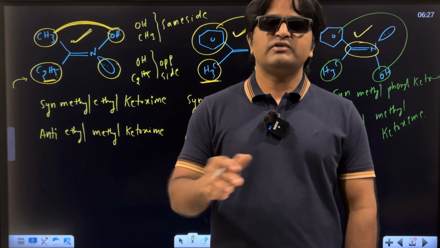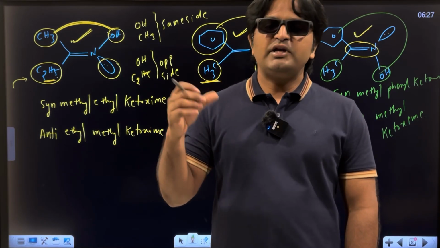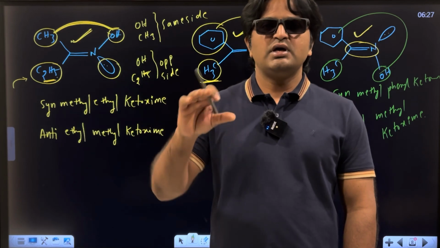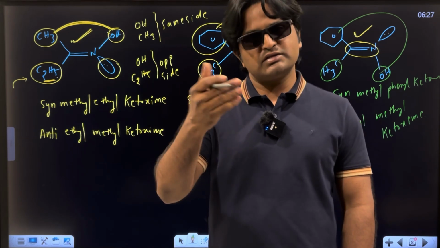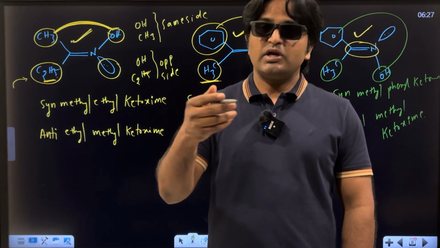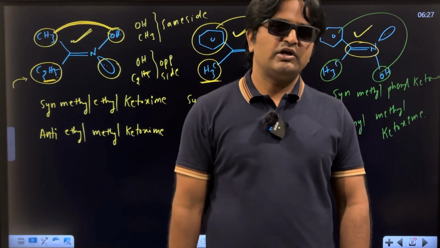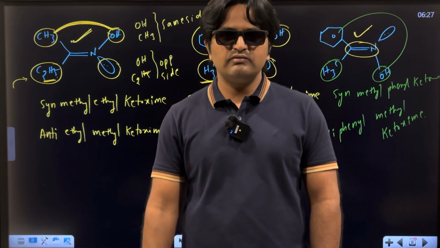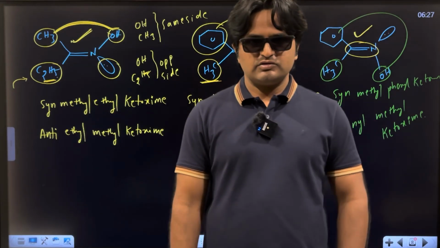In the next class, clearly we will discuss about geometrical isomerism in cyclic compounds like cycloalkanes, next cycloalkenes, allenes, biphenyls, spiro compounds, and one of the famous molecule, that is decalin molecule. Then after that we will go for calculation of geometrical isomers. Okay, thank you.